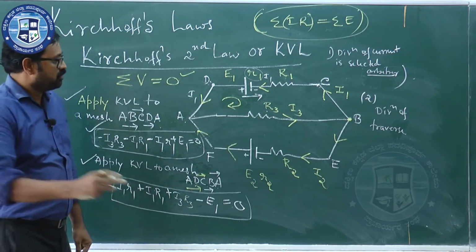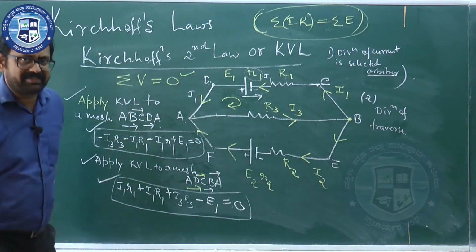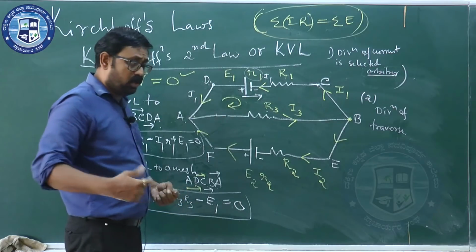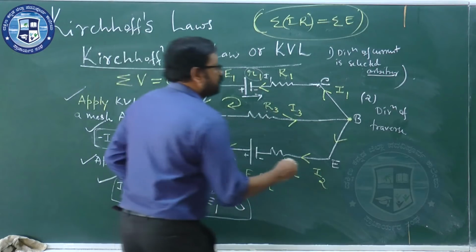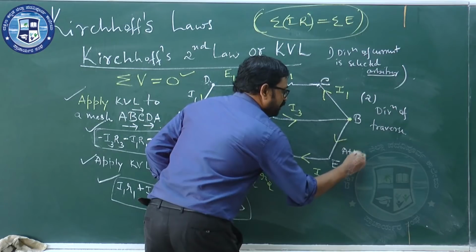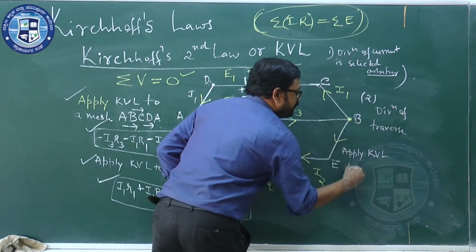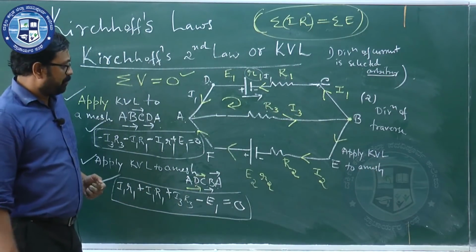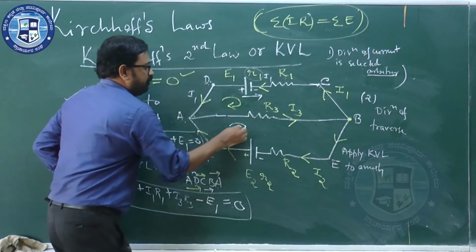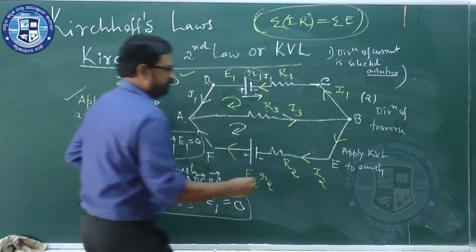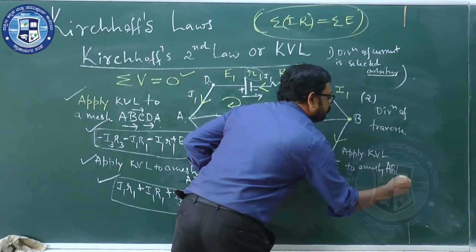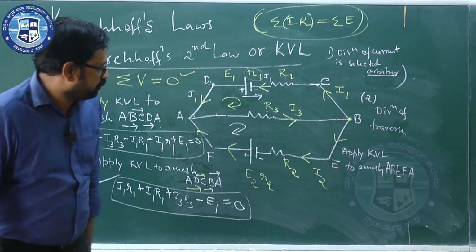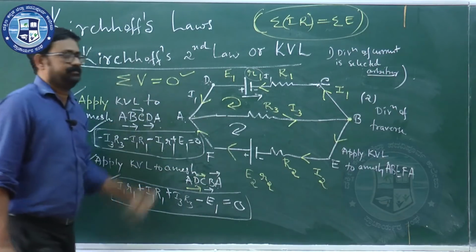I hope you followed. So let me wind this up with one more example. Just to make it 100% clear, you should know how to apply KVL to a mesh. You try by yourself, apply KVL to a mesh. I will increase the speed with which I am writing the equation. I am going to apply KVL to a mesh. Let us say A, B, E, F, A. I am applying KVL to the mesh A, B, E, F, A.